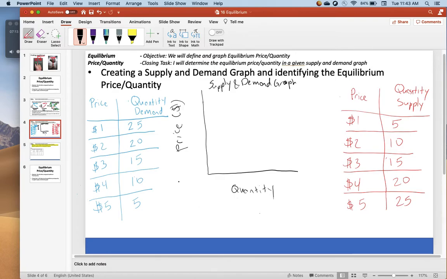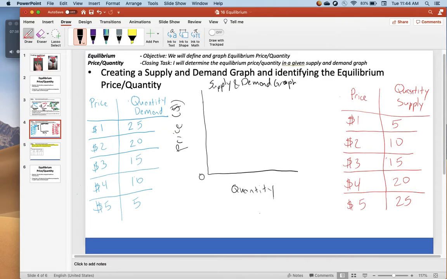So I'm going to look at the price on my demand data. In the blue, I have my demand data. Over here in the red, I have my supply data. I look at the price in the demand data, and I see it goes from 1 to 5. And the price in the supply data also goes from 1 to 5. So they're the same. They're not always going to be the same, but in this case, they are.